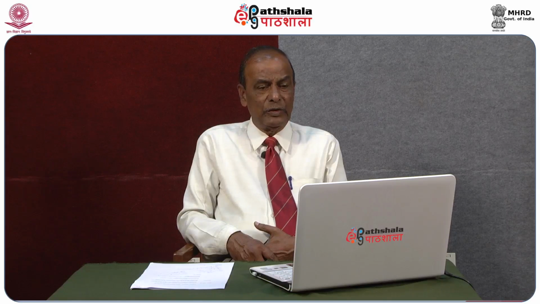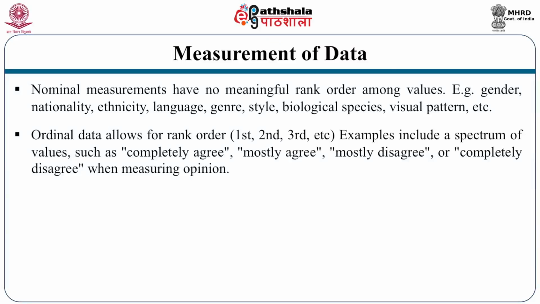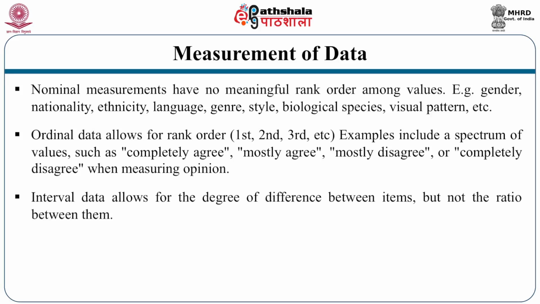The examples include a spectrum of values such as completely agree, mostly agree, mostly disagree or completely disagree when measuring the qualitative opinion of an individual. So, these are the ordinal values or ordinal measurements of the data. The interval is another level of measurement of the data, which is very simple. Interval data allows for the degree of difference between the items, but not the ratio between them.